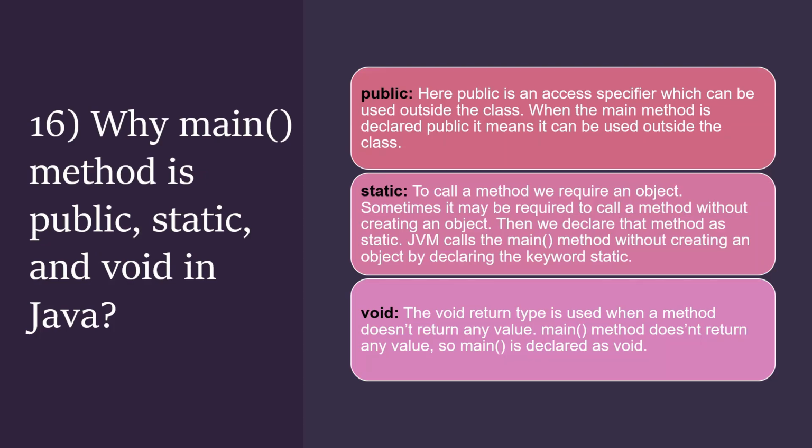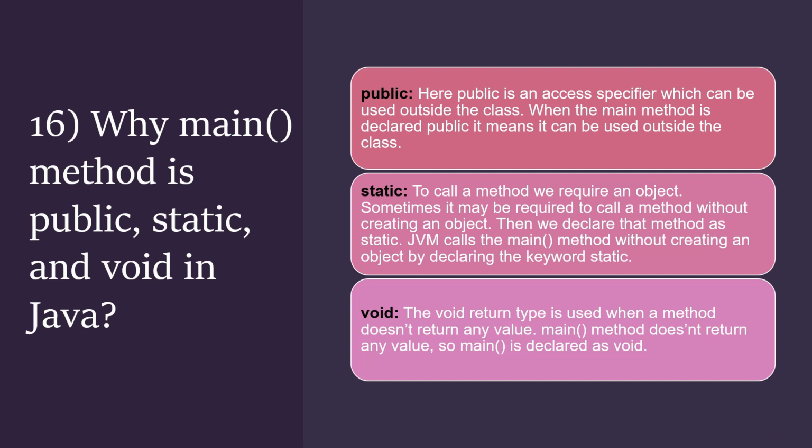Question 16. Why main method is public, static, and void in Java? Public. Here public is an access specifier which can be used outside the class. When the main method is declared public, it means it can be used outside the class.